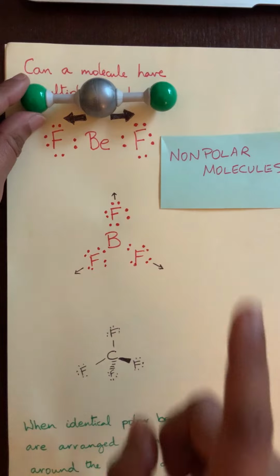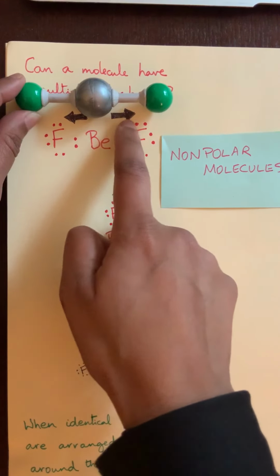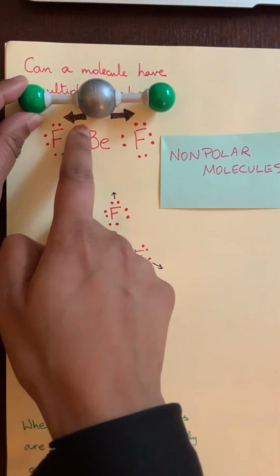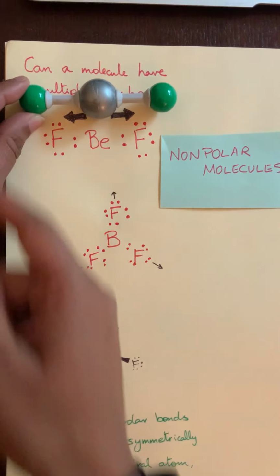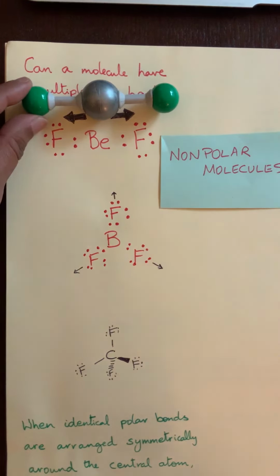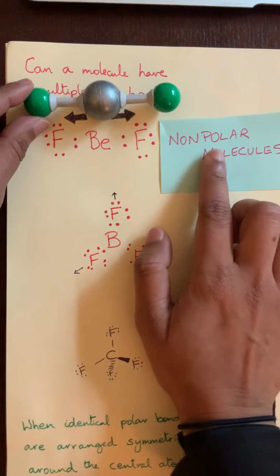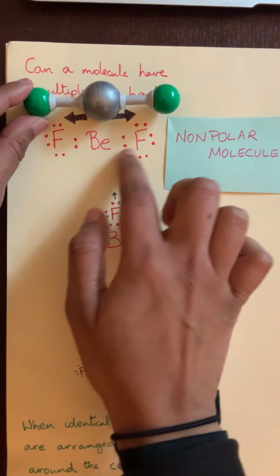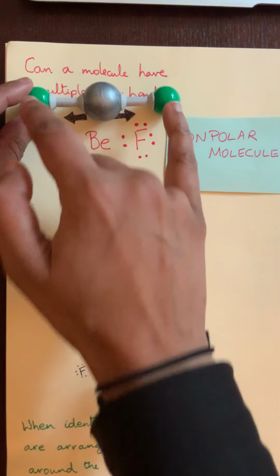So notice the important difference. Polar bond, that's why there's a tug. So these two are polar bonds, but they're placed right opposite to each other, so they cancel each other out, making this molecule overall nonpolar. So for this molecule, I cannot find a positive end or a negative end because both of these cancel each other out.